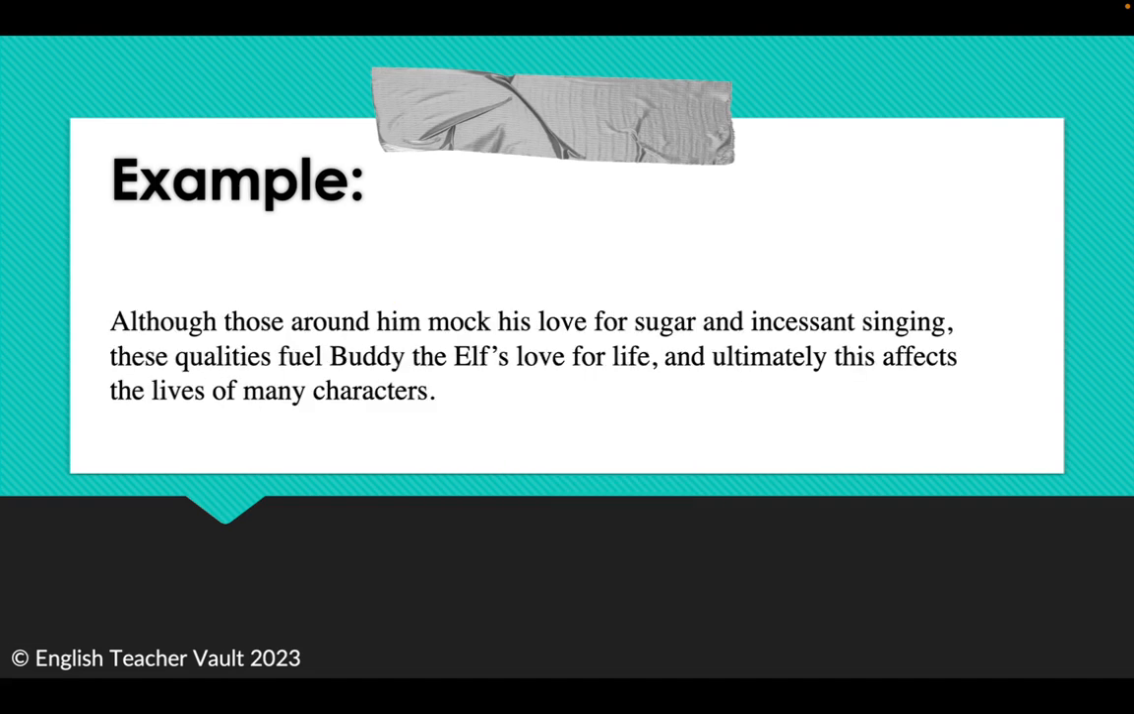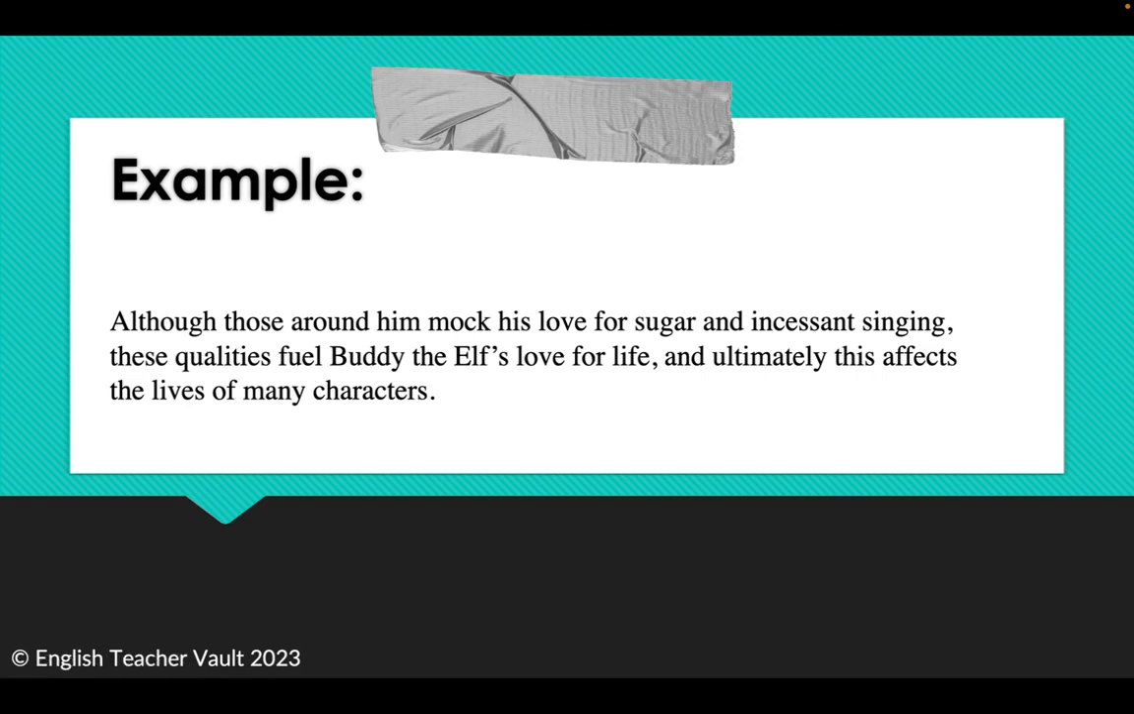All right, here's one more example from Buddy the Elf. Although those around him mock his love for sugar and incessant singing, these qualities fuel Buddy the Elf's love for life, and ultimately this affects the lives of many characters. All right, so same idea here. We're summing up what we've just talked about, where other people mock him and his qualities, but these ultimately affect the lives of many others.